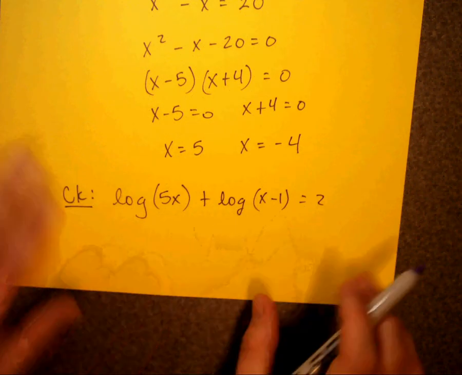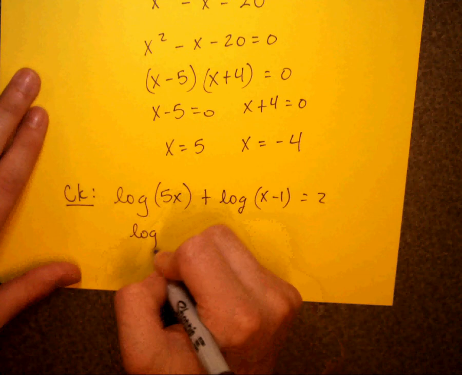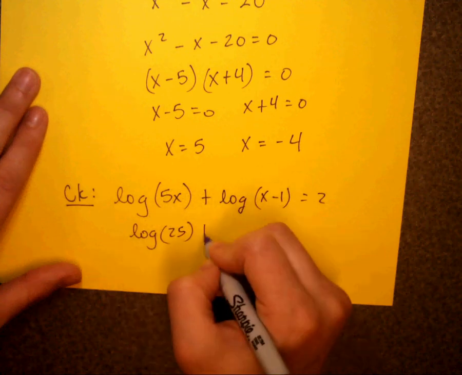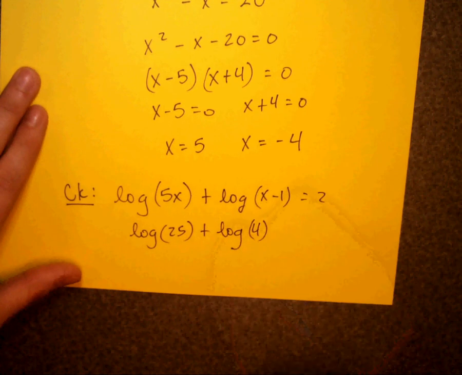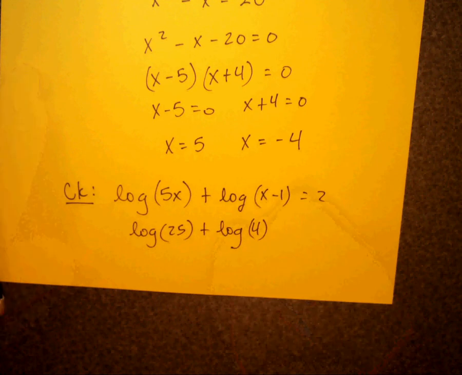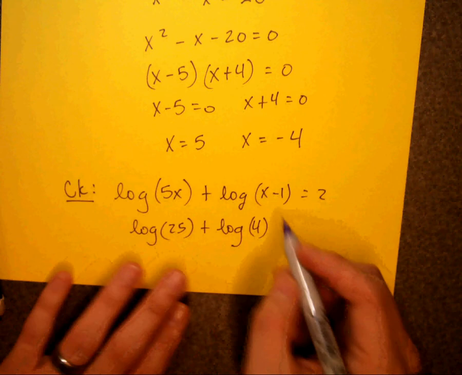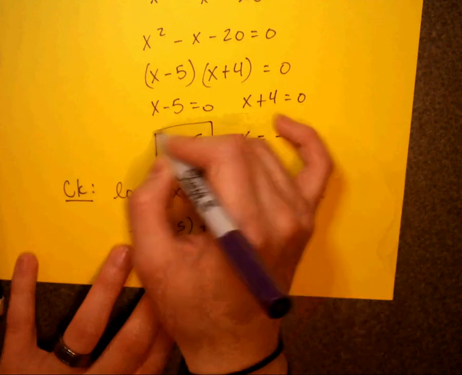So if I plug in positive 5, I get log of 25 plus log of 5 minus 1, which gives me 4. That's definitely doable, right? They're both positive, so 5 checks out. Definitely a solution.